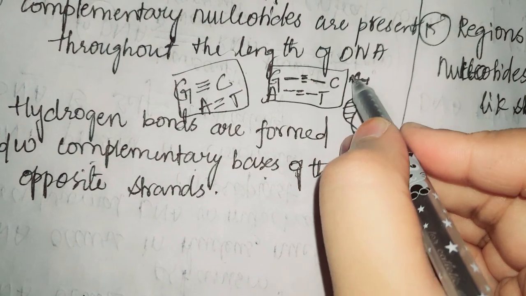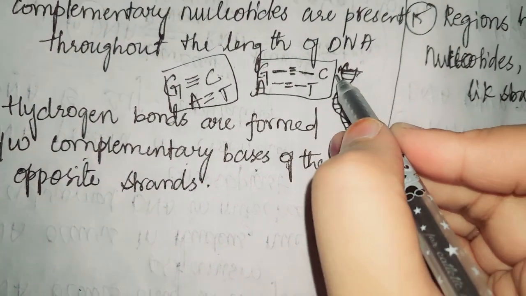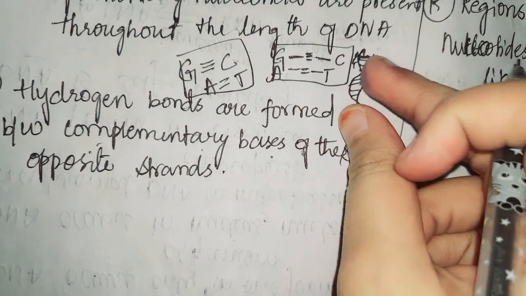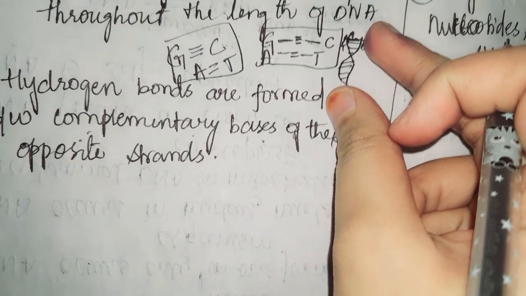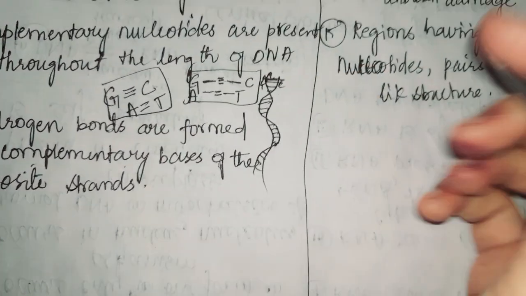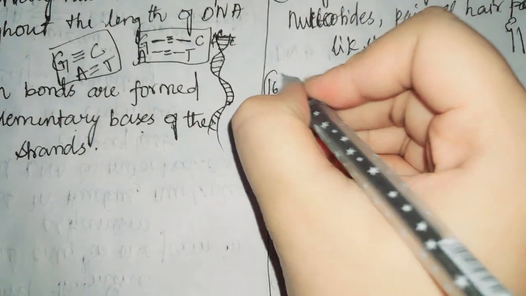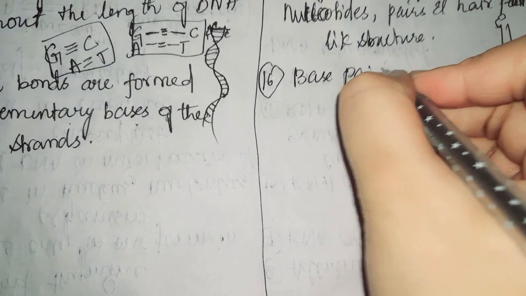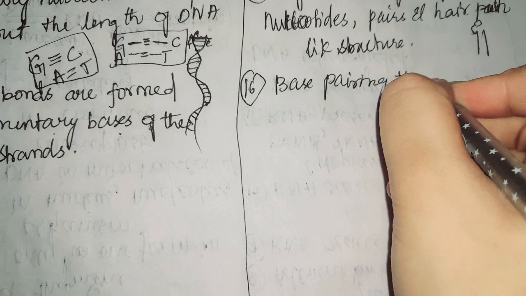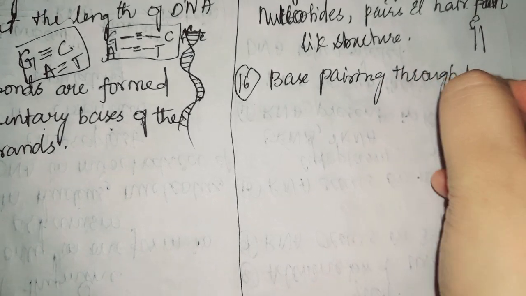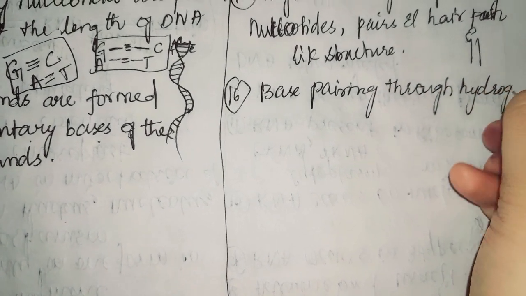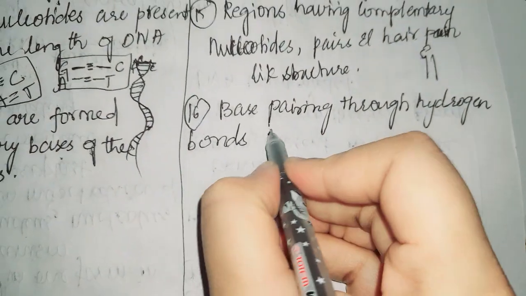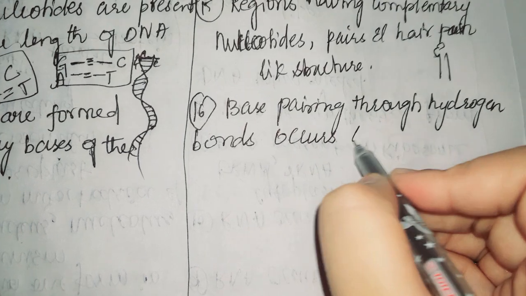So if one strand has adenine, the other will have thymine. If one strand has guanine, the other will have cytosine, with the opposite base pairs. Do you understand that? And in the RNA, base pairing will be through hydrogen bonds and occur in coiled parts.